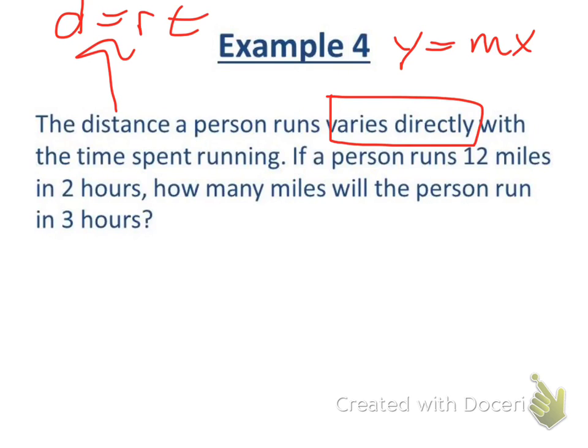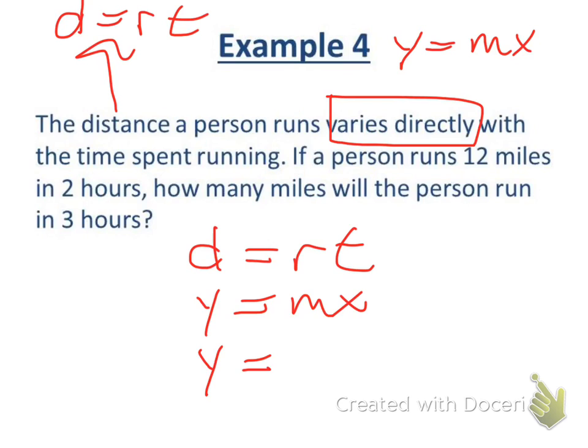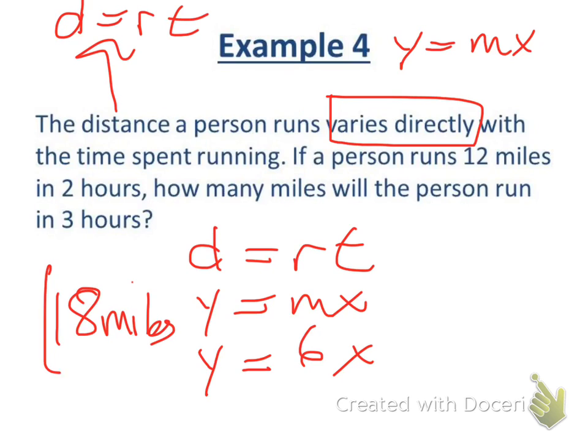It's direct, okay? If a person runs 12 miles in 2 hours, how many miles will the person run in 3 hours? Okay, so this is a direct variation, right? And the direct variation is really d equals rt, but we could also write it as y equals mx if we want to. What's the m value here? 6, because 12 divided by 2 is 6. And if x equals 3, then we're looking at 18 miles. Now, you could use logic to work this out, but this just gives you a mathematical equation that you could do to work it out. All right? It is a direct variation expression.